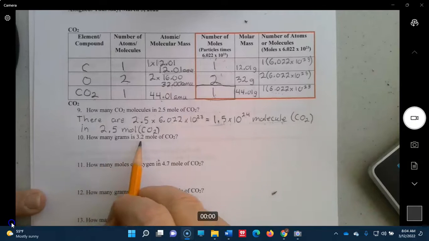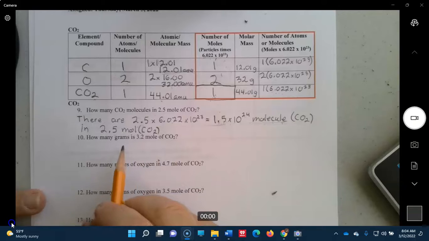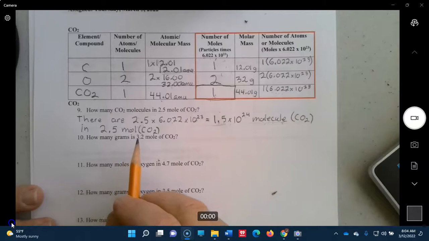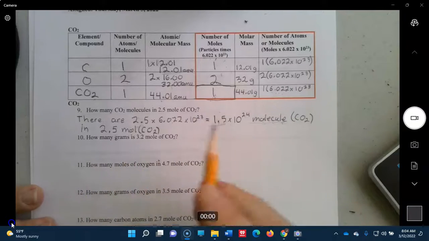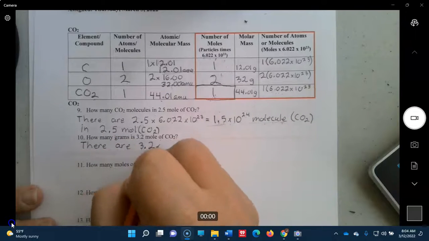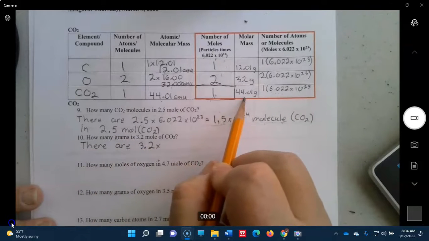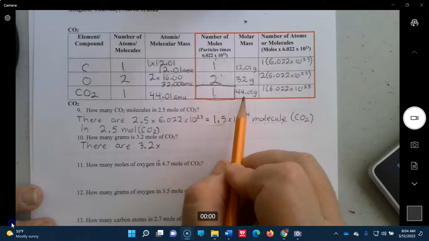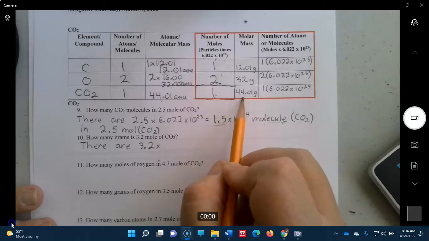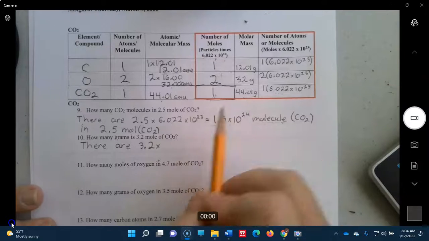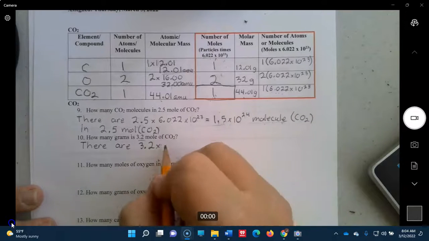How many grams in 3.2 moles of CO2? It really, to be more complete, should say how many grams of CO2 is 3.2 moles of CO2. Okay, so let's go ahead and write it. In 1 mole of CO2, there's 44.01 grams. So if you want 3.2 moles of this, you need 3.2 times 44.01 grams of CO2. So 3.2 in the problem, okay?